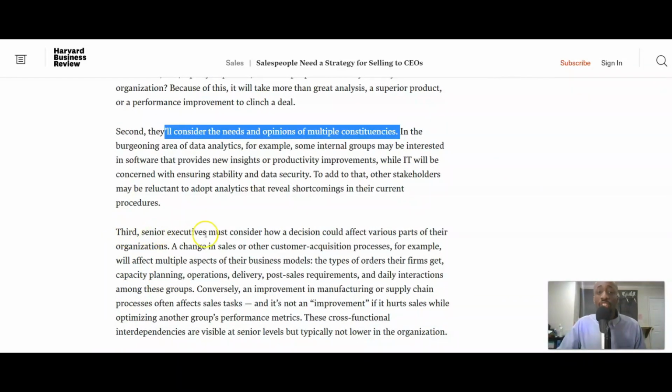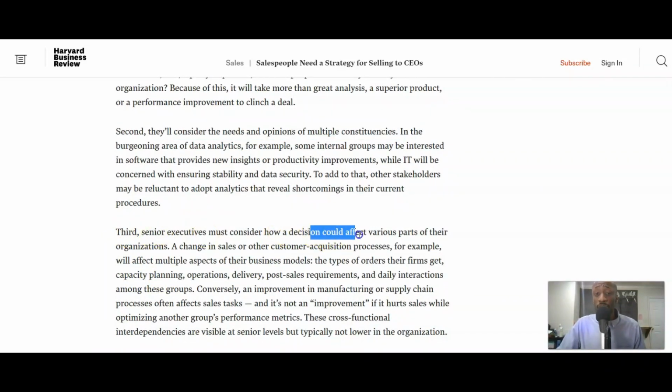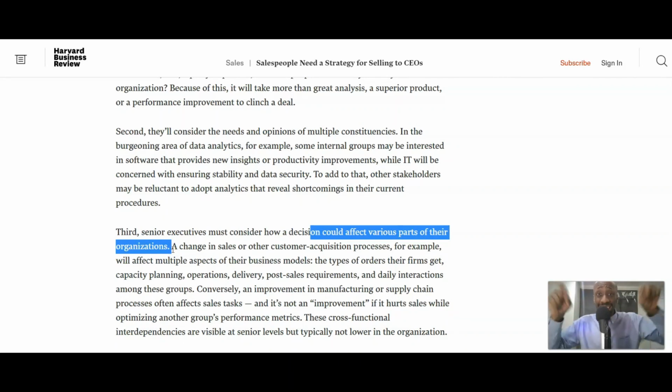Third note here, senior executives must consider how a decision could affect various parts of their organization. So there could be multiple departments, divisions, software tools, processes that must be linked together to make your recommendations work. So again, you recognizing that they think about this and your ability to think about this with them greatly increases your value to them. Now, let's add some more pressure to that.